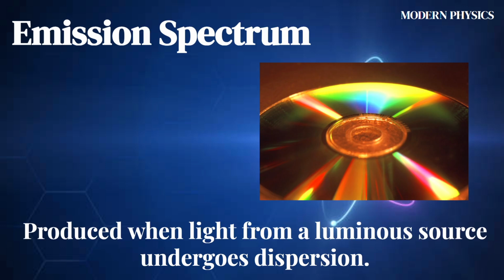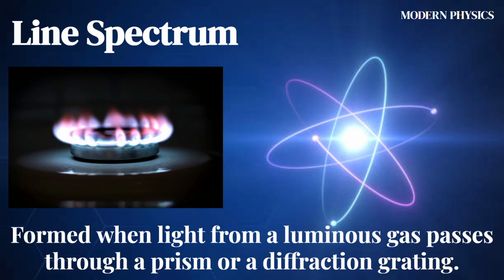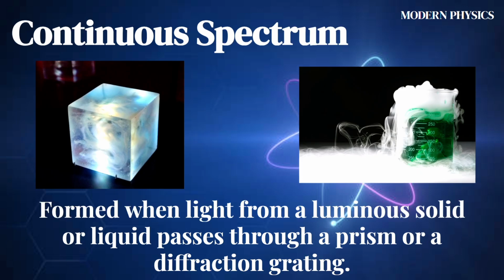Emission spectrum is produced when light from a luminous source undergoes dispersion. A line spectrum is formed when light from a luminous gas passes through a prism or a diffraction grating. A continuous spectrum is formed when light from a luminous solid or liquid passes through a prism or diffraction grating.